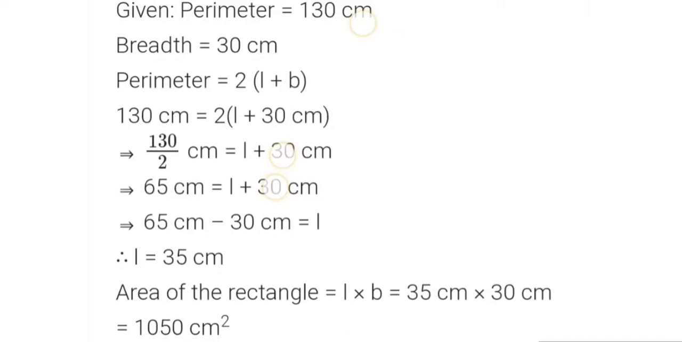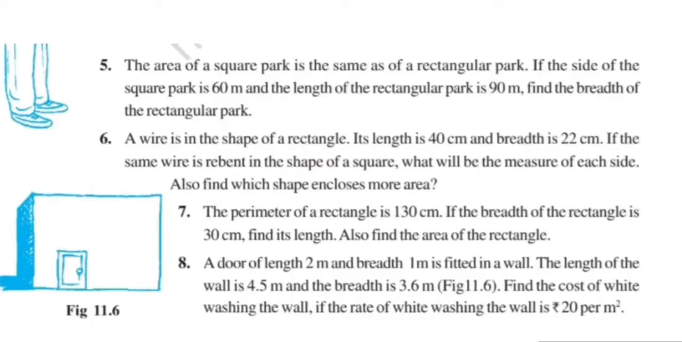So area of rectangle formula is L into B. So put the values, 35 centimeter into 30 centimeter. Answer is 1050 centimeter square. Now see question number 8. A door of length 2 meter and breadth 1 meter is fitted in a wall. The length of the wall is 4.5 meter and the breadth is 3.6 meter.